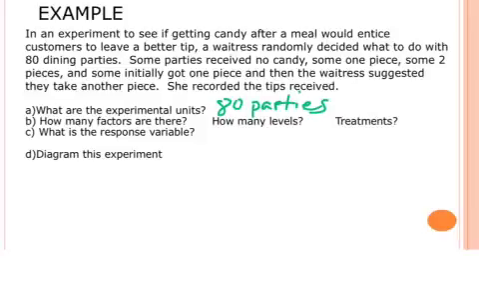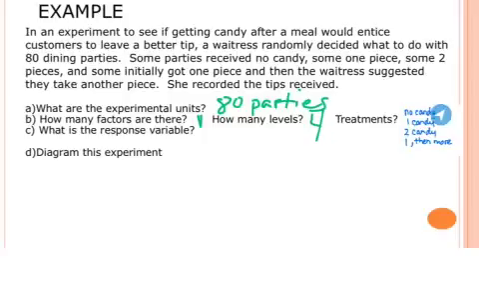The experimental units are the 80 dining parties. How many factors? There's just one, being the amount of candy they received. How many levels? There's 4 levels. Your treatments are the no candy, 1 candy, 2 candy, or 1 and then offers of more candy. And your response variable is the tip amount that the waitress received after each party. We can use all this information to help diagram this experiment.